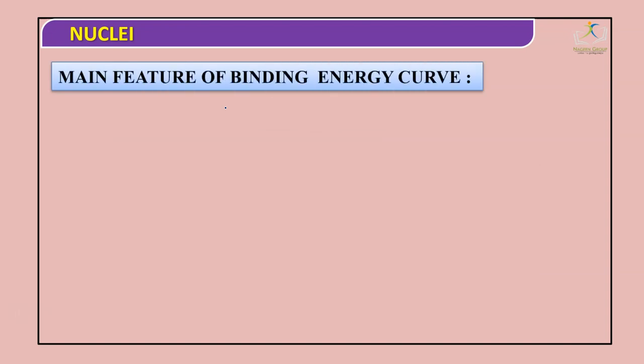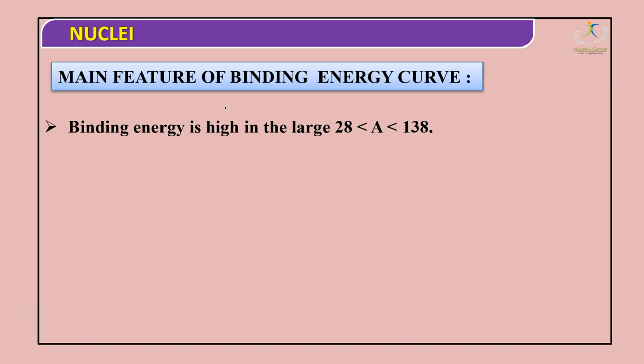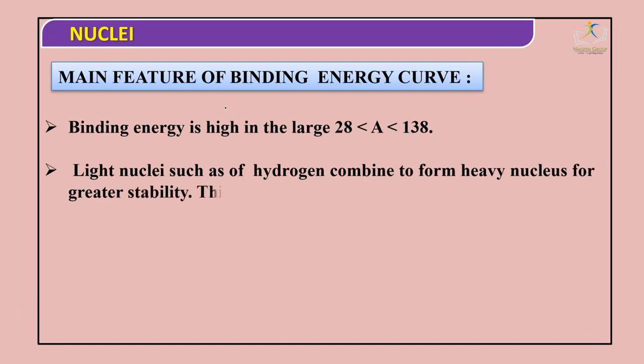Why did this binding energy curve fail? The main failure of the binding energy curve is that binding energy is high for large values, where the value of A is between 28 and 138. Light nuclei such as hydrogen combine to form a heavier nucleus for greater stability. This process is known as nuclear fusion.